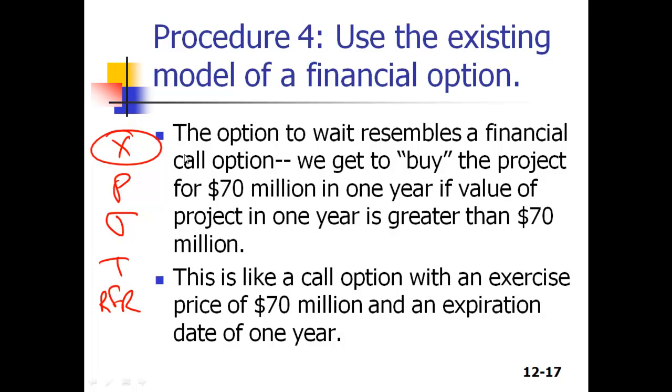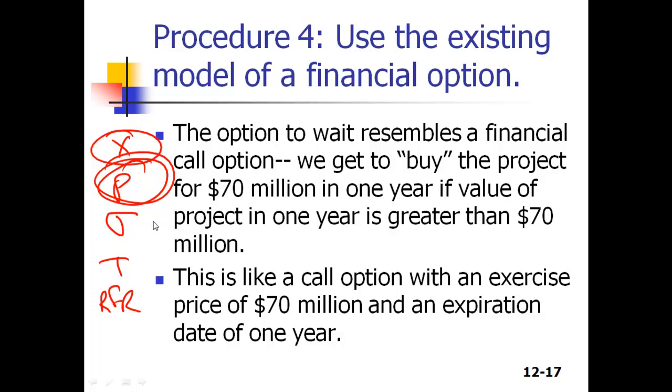Why? Because what is exercise price? That is how much you buy the underlying for. In this context, the underlying is the project. So you get into the project by spending 70. You spend 70 to set up the plant, just like you might spend $70 to buy the underlying stock. So X is 70. Okay, what is P? Oh, actually, P is a little tricky. Actually, let's do it in order. What's P?